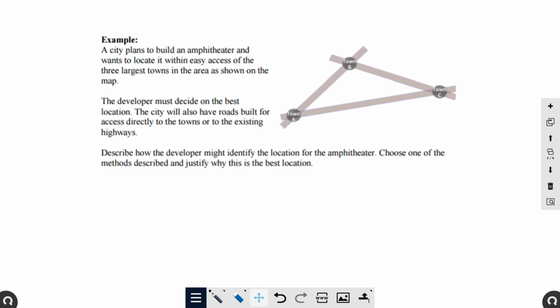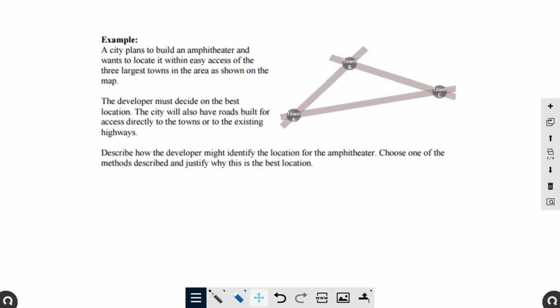We have a question for you now. This is a real world kind of thing. Some of you may be going, when am I going to use these points of concurrency? Well, if you are making some city plans, you might want to use them. It says, a city plans to build an amphitheater and wants to locate it within easy access of the 3 largest towns in the area as shown on the map. The developer must decide on the best location. The city will also have roads built for access directly to the towns or the existing highways. Describe how the developer might identify the location of the amphitheater, choose one of the methods described, and justify why this is best.